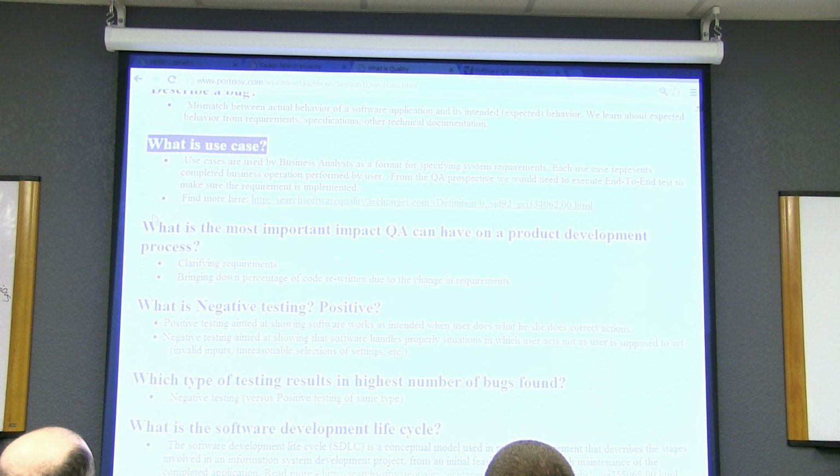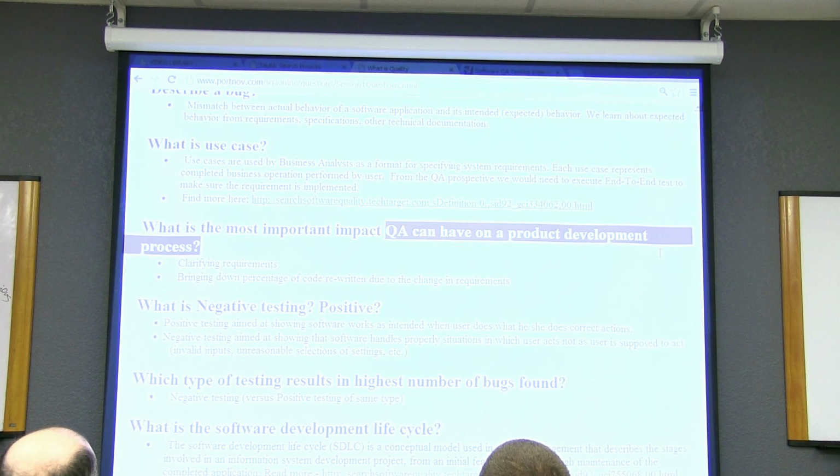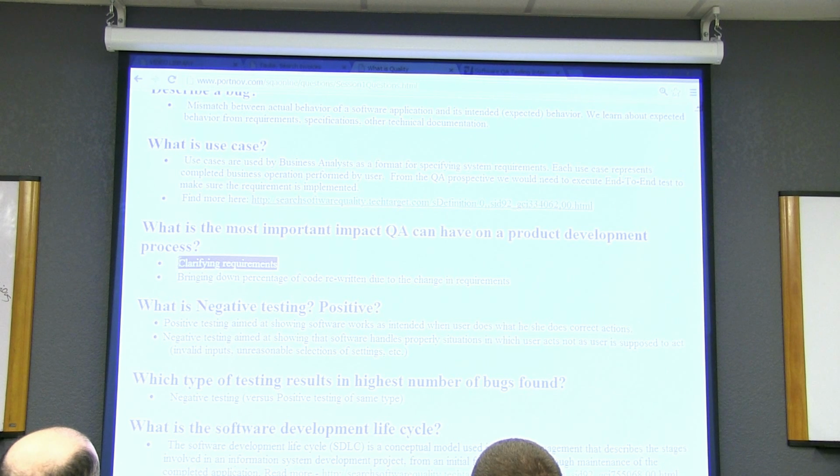OK. What is the most important impact QA can have on product development process? Guys, 10 different people might give you 10 different answers. So, clarifying requirements. If you clarify requirements, if you help improving the requirements, you eliminate lots of problems in the future. That is the major impact you can make.